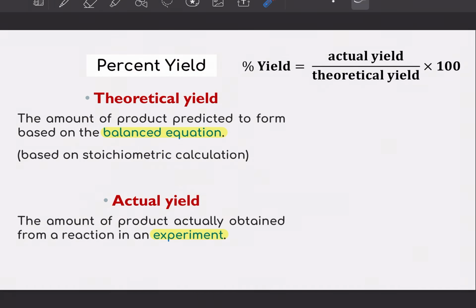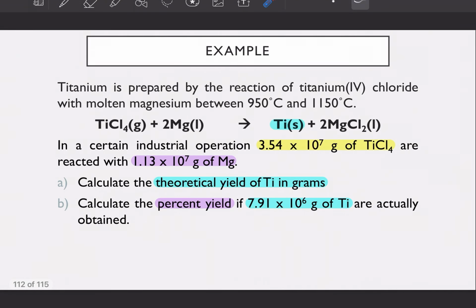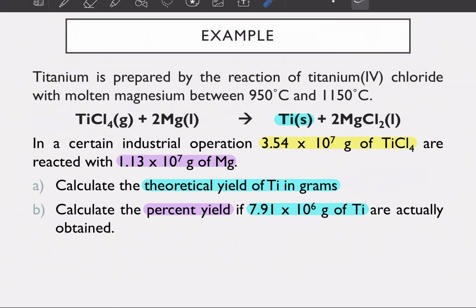yang ni dia bagi. Okay, so for example, for this question, titanium is prepared by the reaction of titanium chloride with molten magnesium between 150 degrees Celsius and 1150 degrees Celsius. So they already gave you the balance equation where 1 mole of titanium chloride will react with 2 moles of magnesium to form 1 mole of titanium solid and 2 moles of magnesium chloride.